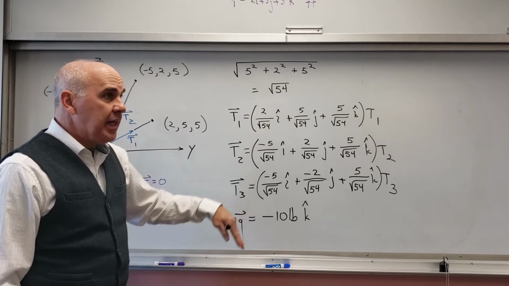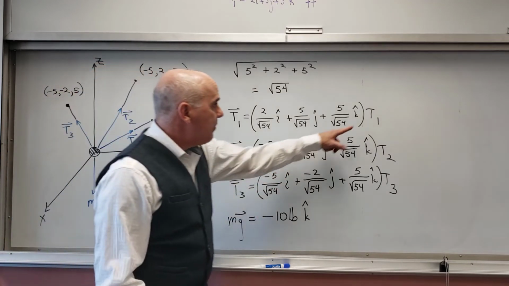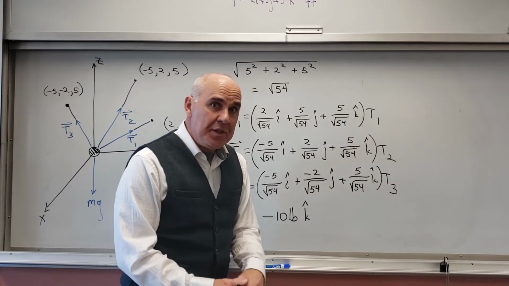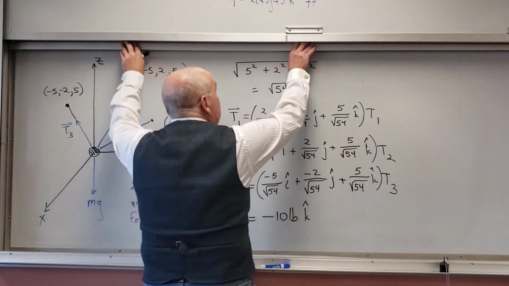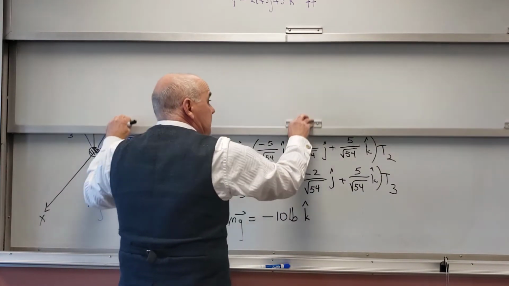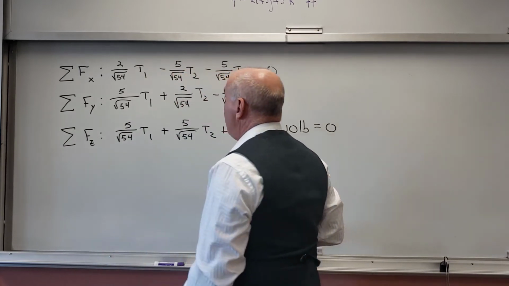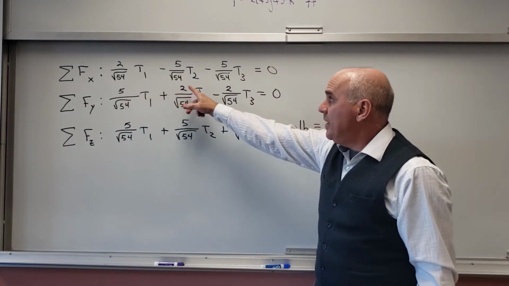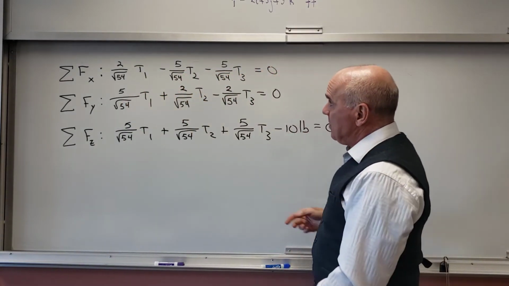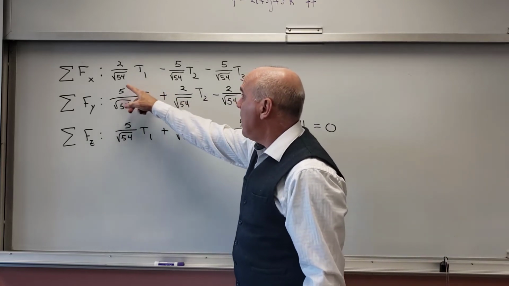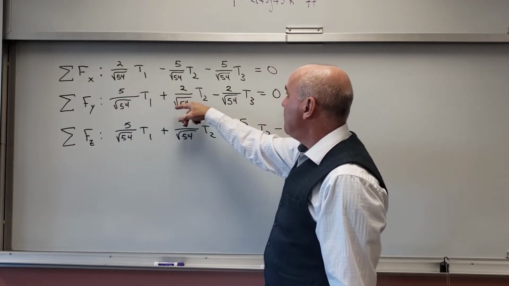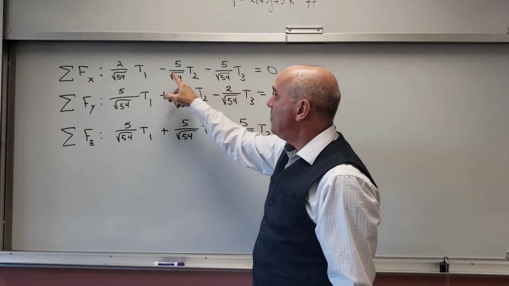And when I do that, I'm going to get 3 equations. I have 3 unknowns, T1, T2, and T3. So 3 equations, 3 unknowns. And those equations are right here. Okay? So let's just take a look at the first one. 2 over radical 54 minus 5 over radical 54 minus 5 over radical 54.